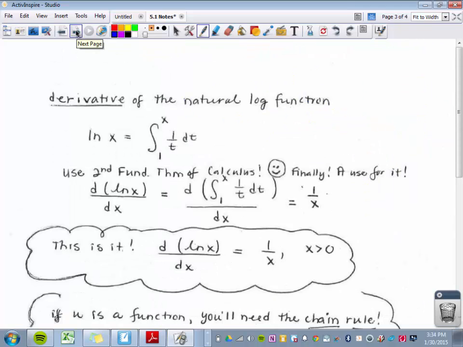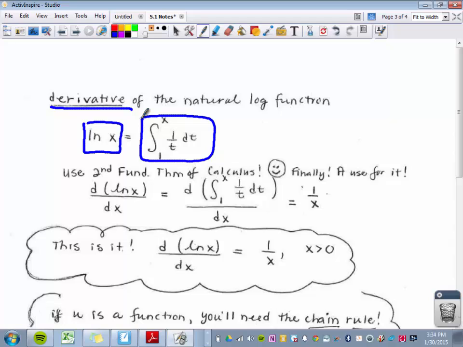Okay. What we are headed for, everybody, is we'd like to be able to take the derivative of the natural log function. And from the first page, this was our definition. It said that natural log will be defined to be the area under this curve from 1 to x. And I know that many of you thought the second fundamental theorem of calculus was a bit of a joke. No. Well, but now you'll actually see our use for it.